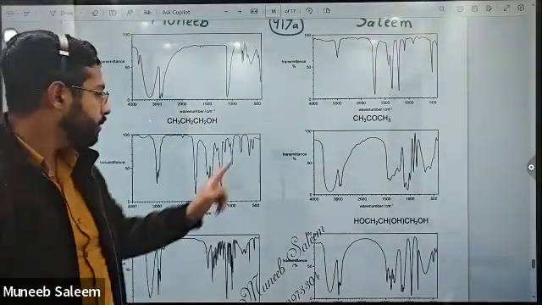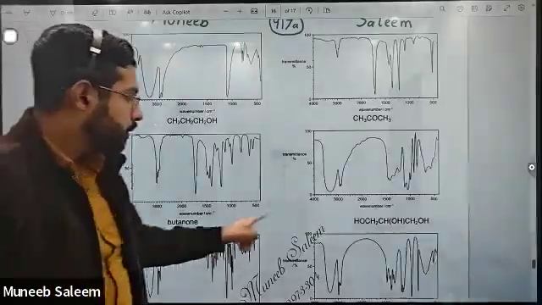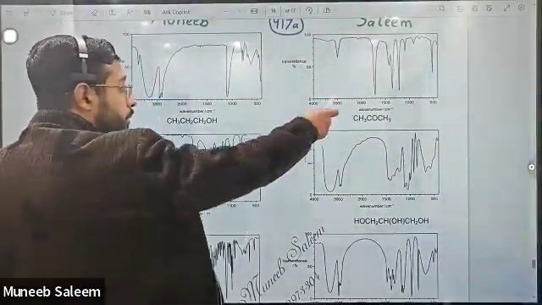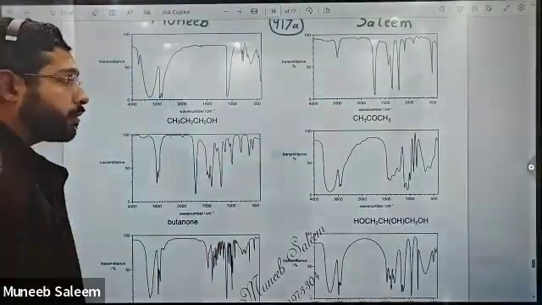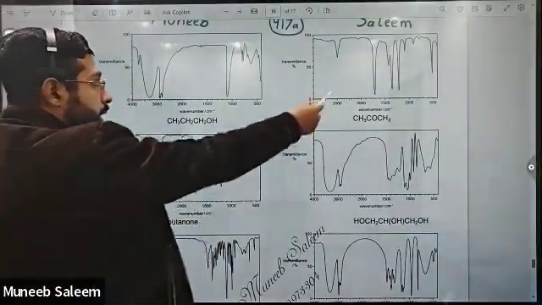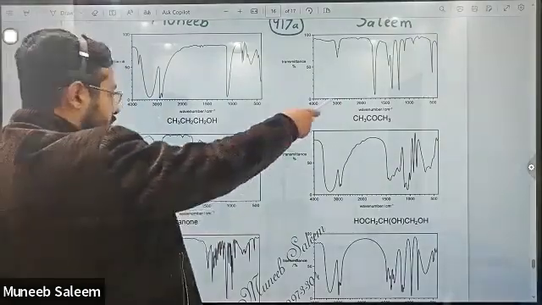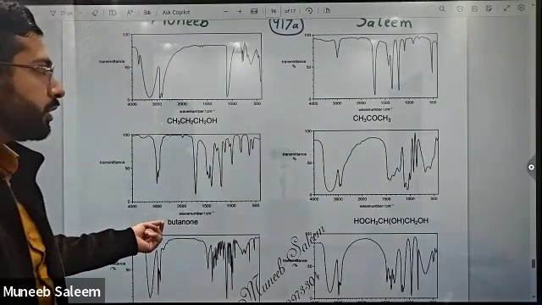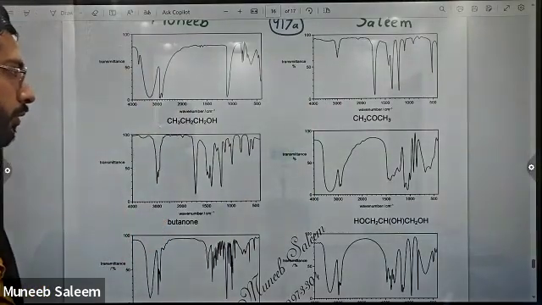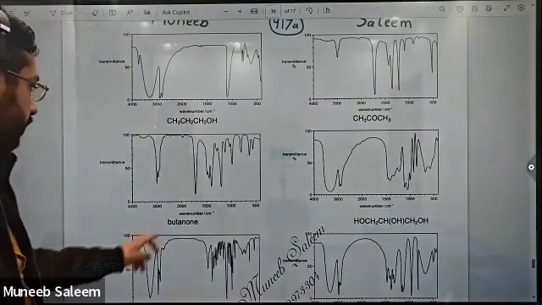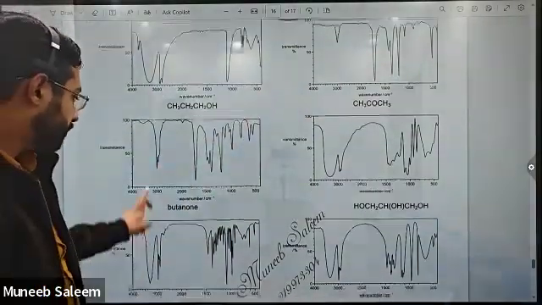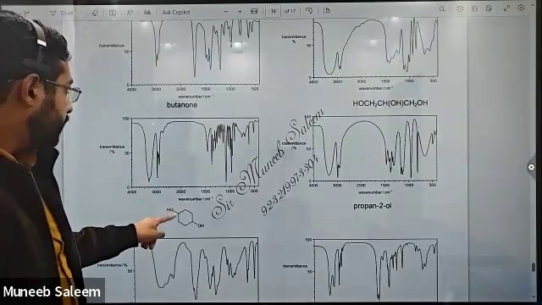Alcohol, ketone, and ketone. So both of these are ketone. These two are taken from the past papers. All these graphs are taken from the past papers. So you can find that this ketone and this ketone are slightly different from each other, and to some extent they are also similar to each other. This is of 4 carbon atoms, that one is for 3 carbon atoms.